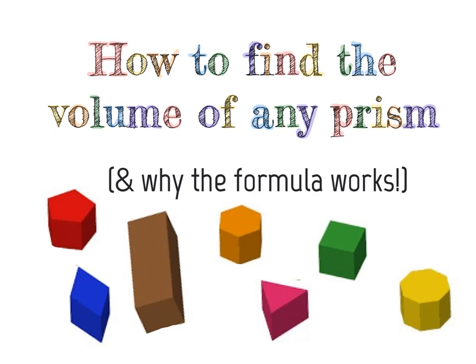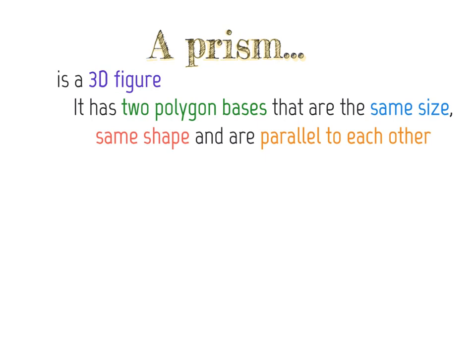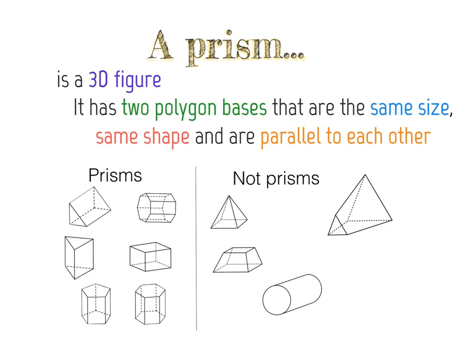How to find the volume of any prism, and why the formula works. A prism is a 3D figure. It has two polygon bases that are the same size, same shape, and are parallel to each other.